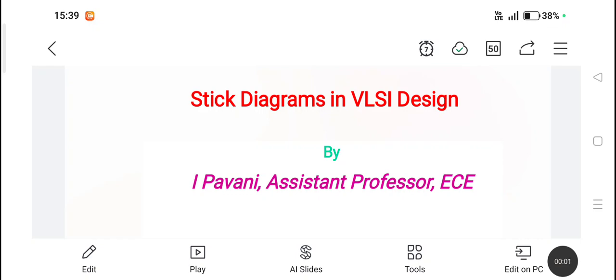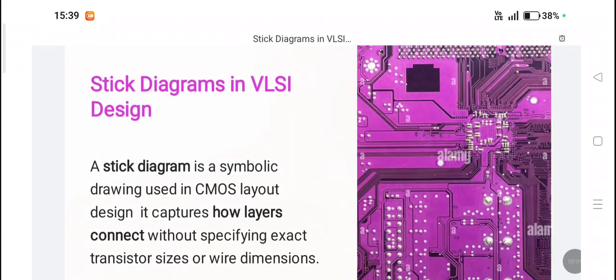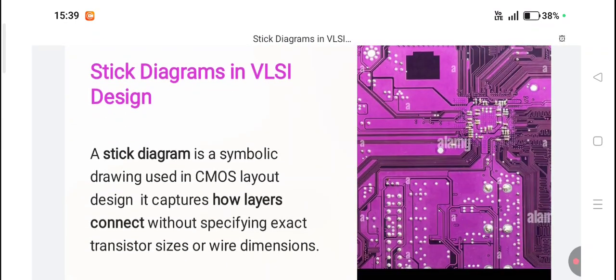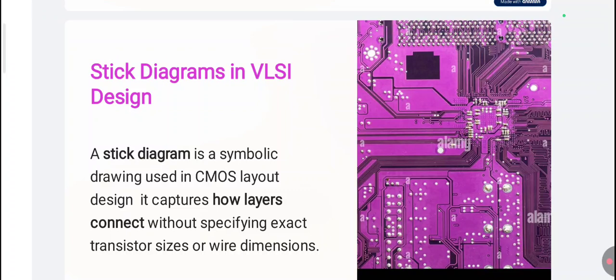Hello everyone, in this lecture we will discuss stick diagrams. What is a stick diagram? A stick diagram is nothing but a symbolic representation of CMOS layout design. So it is simply a rough figure of VLSI layout design.